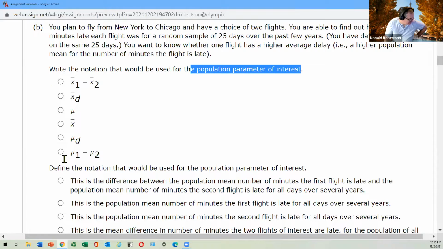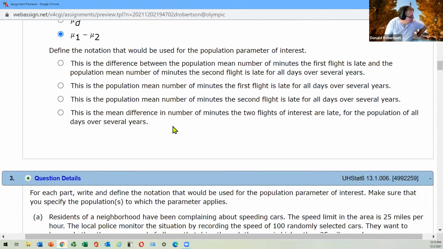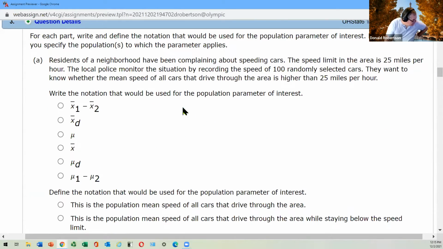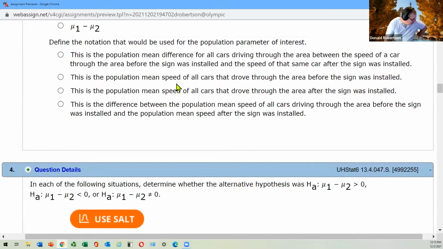Actually, I'm getting deja vu here. So let you figure that one out. It's the same question, so I'm just letting that slide.